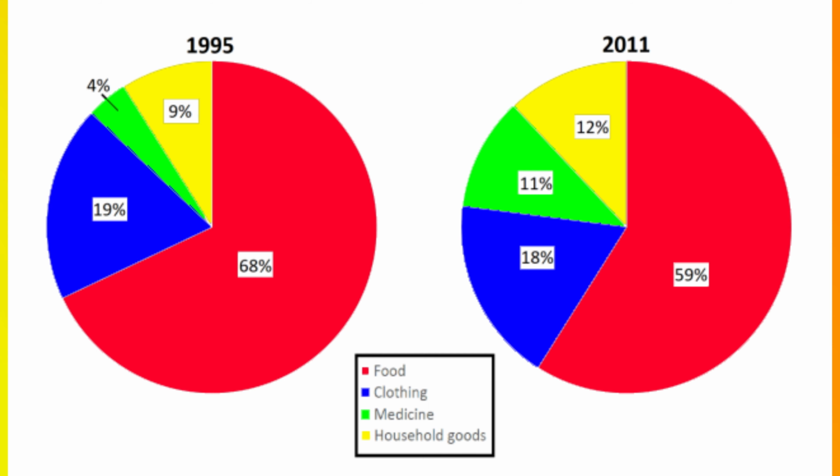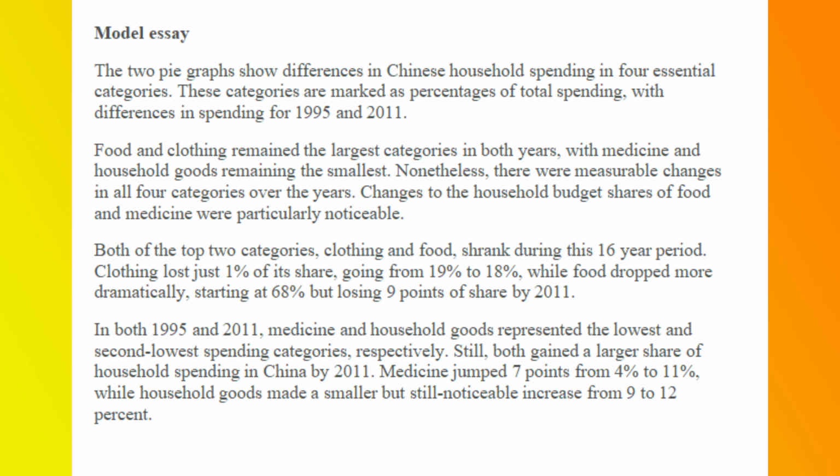Model IELTS Academic Writing Task 1. Prompt, pie chart. The chart below gives information about the household percentage of spending on essential goods in China for the years 1995 and 2011. Summarize the information by selecting and reporting the main features, and making comparisons where relevant. Model essay. The two pie graphs show differences in Chinese household spending in 4 essential categories. These categories are marked as percentages of total spending, with differences in spending for 1995 and 2011.